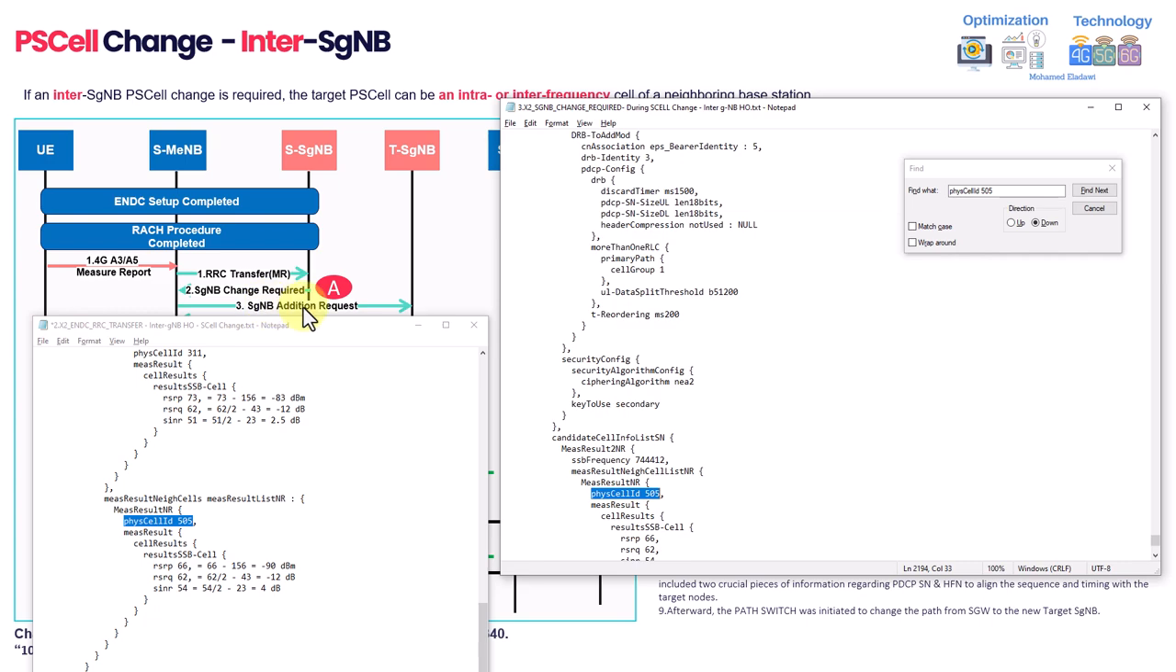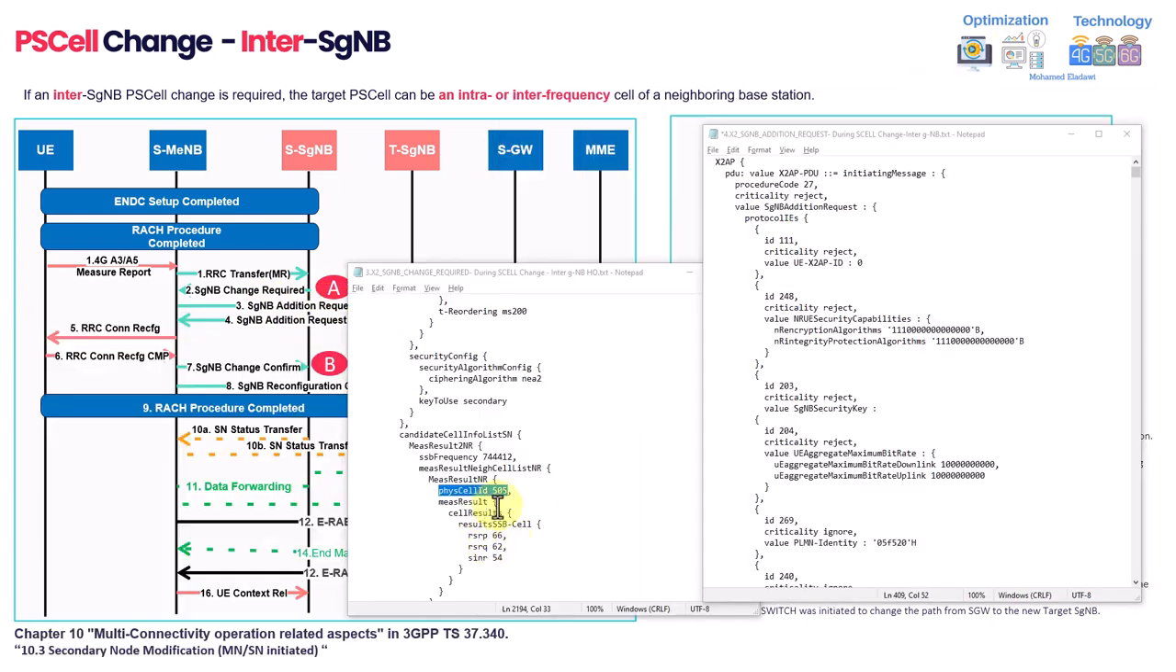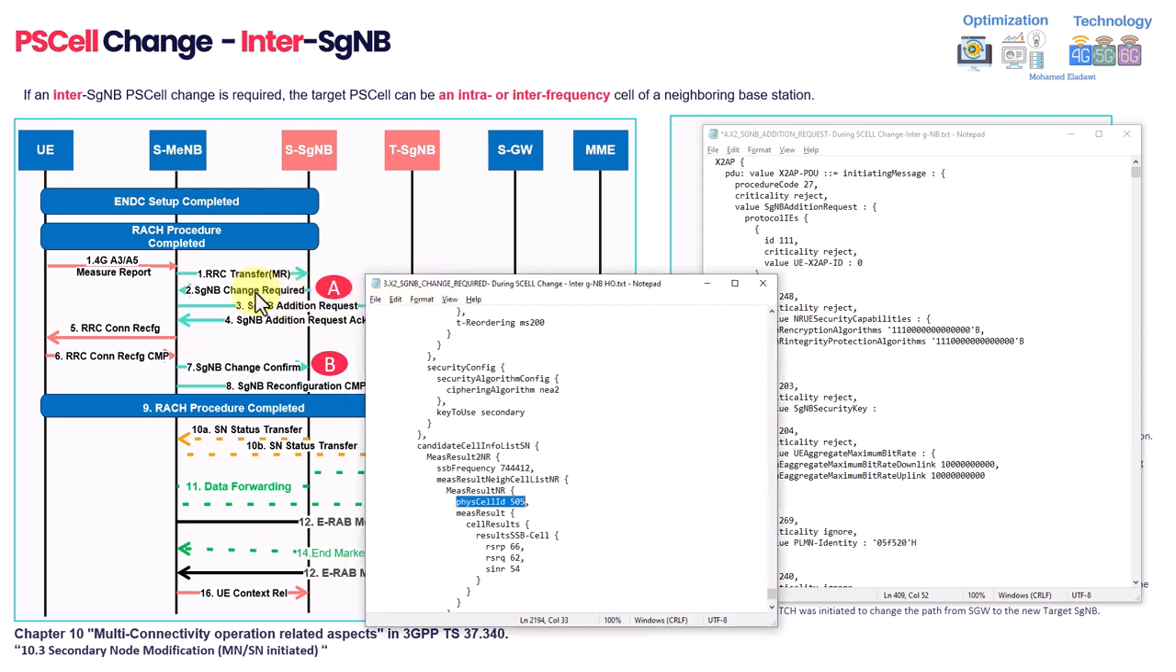So let's open the SgNB addition request again and see what will happen. Now I'm opening this. I already opened the SgNB addition request here. This message comes after the change required was sent to the 4G. Now the 4G is sending to the target node, asking it, I would like to add.